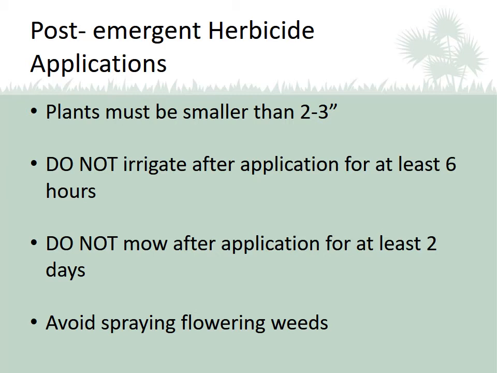Do not irrigate right after application and for at least 6 hours. Then again, you always want to defer to what it says on the label. Read the label thoroughly, and if it says do not irrigate for a certain period of time, be careful to follow the directions and don't irrigate. Don't mow if you've applied it to a lawn after application for at least 2 days. That gives the herbicide a good chance to make contact with the weeds and be taken up into the weeds so it could do its job.